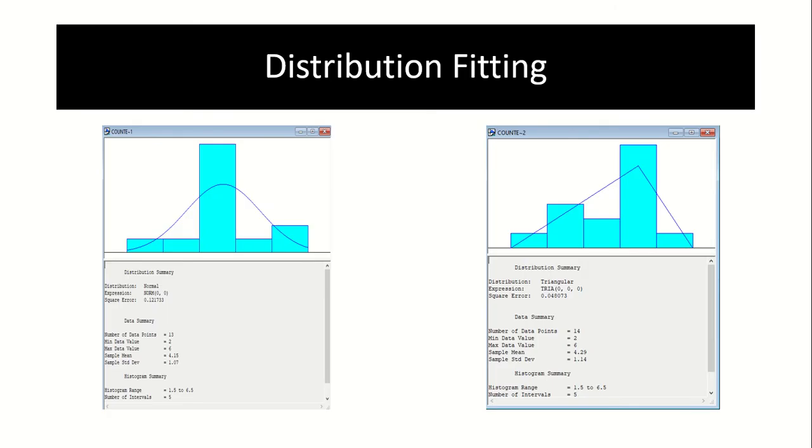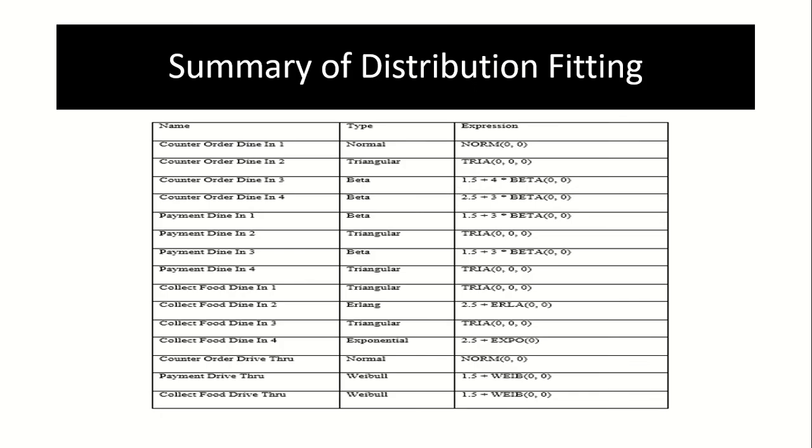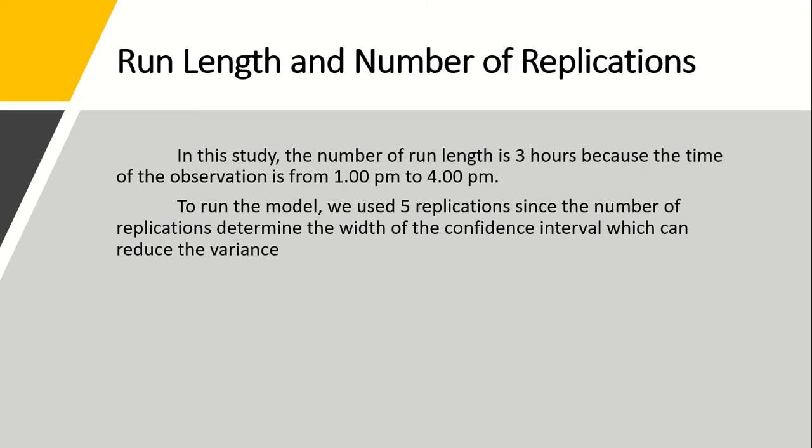This is our distribution fitting. This is our summary of distribution fitting, which we have for all of the counters, all of the payments, and so on. For run length and number of replications, we run this for 3 hours because the time of the observation is from 1 p.m. to 4 p.m., and then we make it 5 replications.